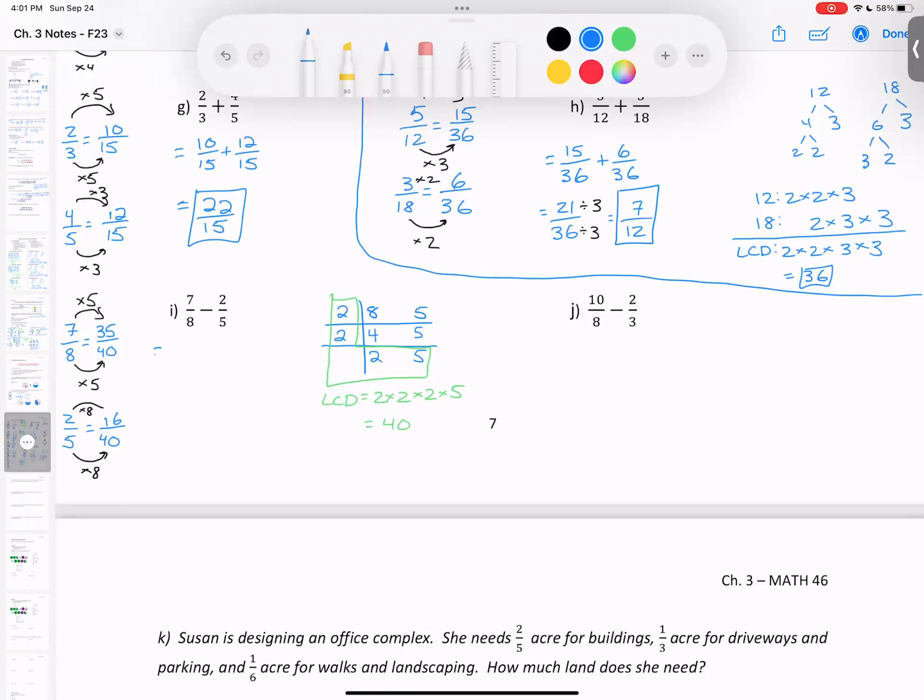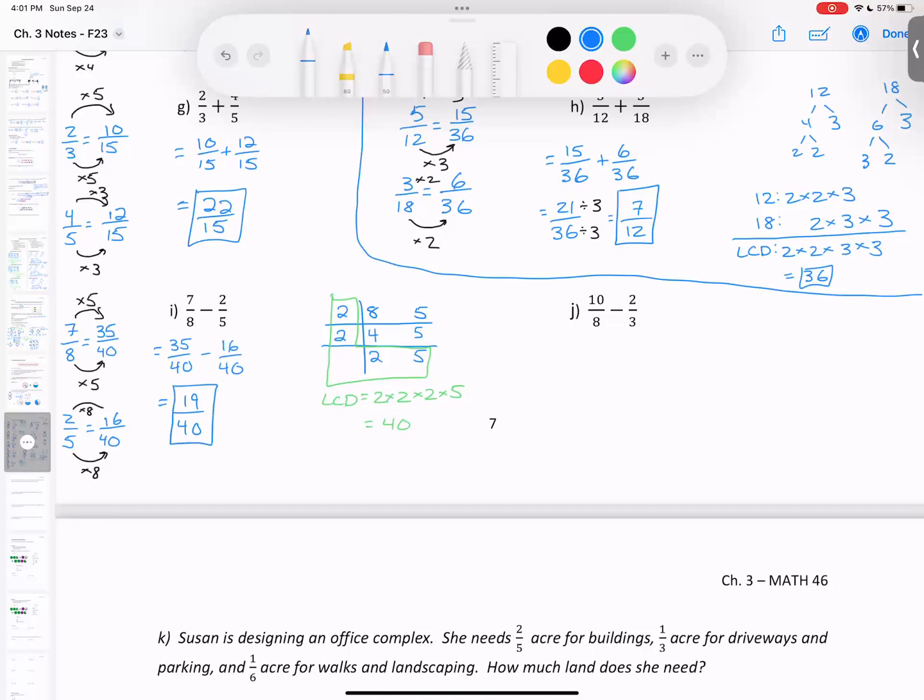So if I restate this question, then 7 over 8 was 35 over 40. And I'm subtracting 2 over 5, which was 16 over 40. Okay, so now I have a like fraction, which means we can do our subtraction. 35 minus 16, what does that give me? That gives me 19. So this would be 19 over 40.